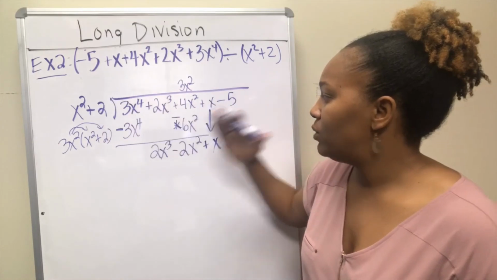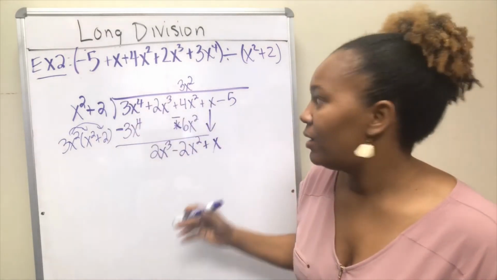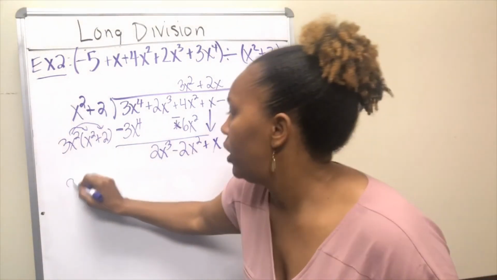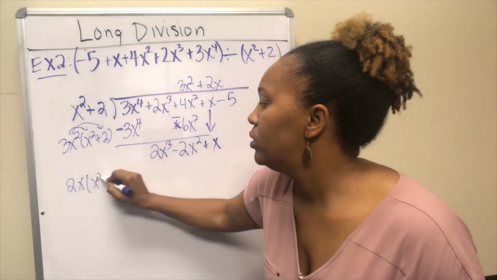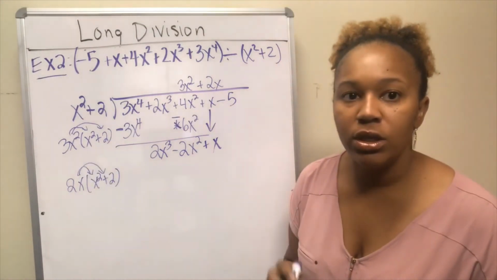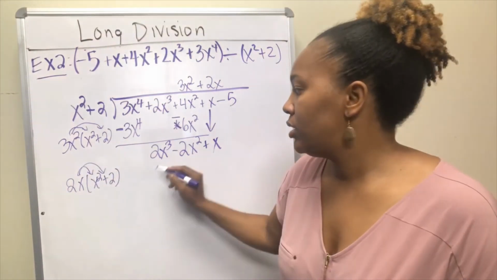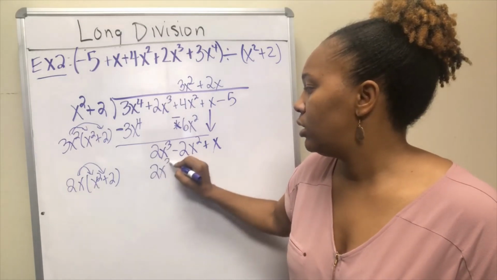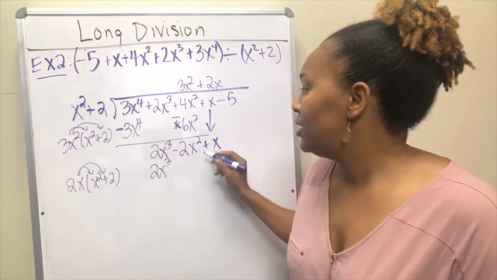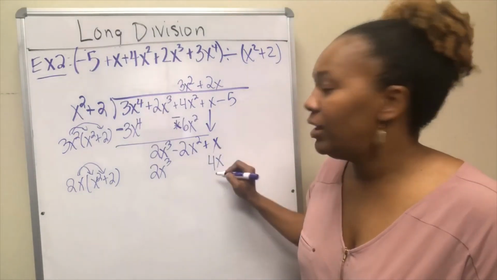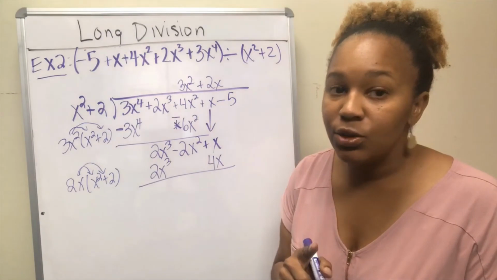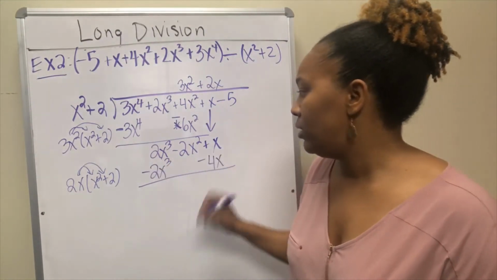x squared times what will give you 2x to the third? That is going to be 2x. So 2x times x squared plus 2 is what I want to do next. So distribute that 2x to both terms. You get 2x times x squared, which is 2x to the third, and 2x times 2, which is 4x. So 4x, I'm going to write it underneath the x because I can't combine it with the x squared. And because I'm subtracting, I'm going to change the sign on both of these.